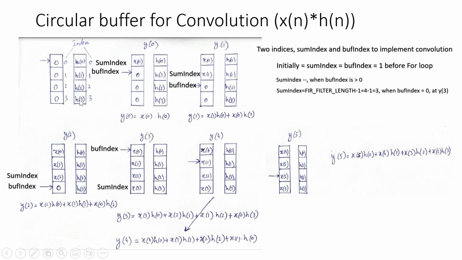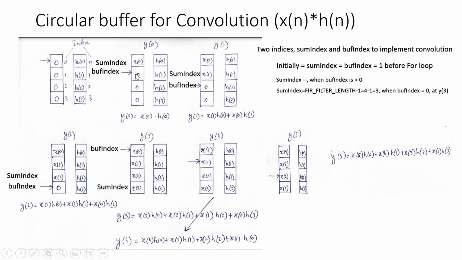another array. We require two indices. One is the sum index and the other is the buffer index. The buffer index, for example, will be pointing to the current location where my sample will come in, so if a sample comes in, then I will write it at the buffer position, and then I will increment this buffer to the next position.